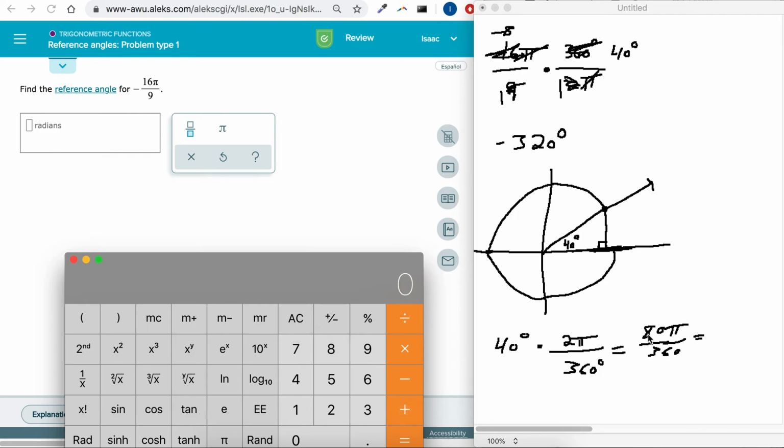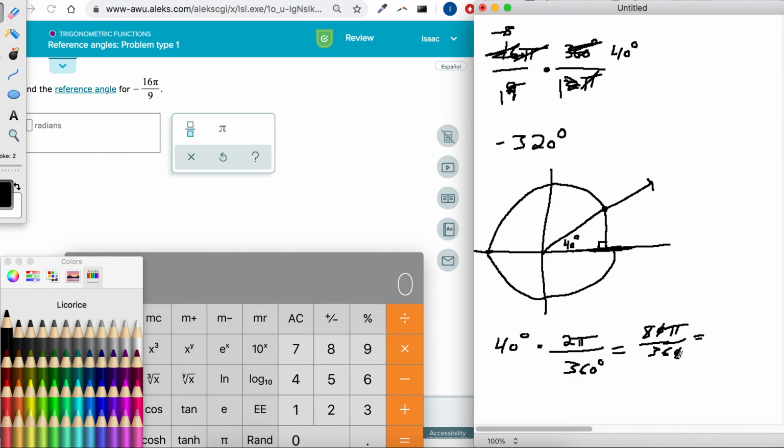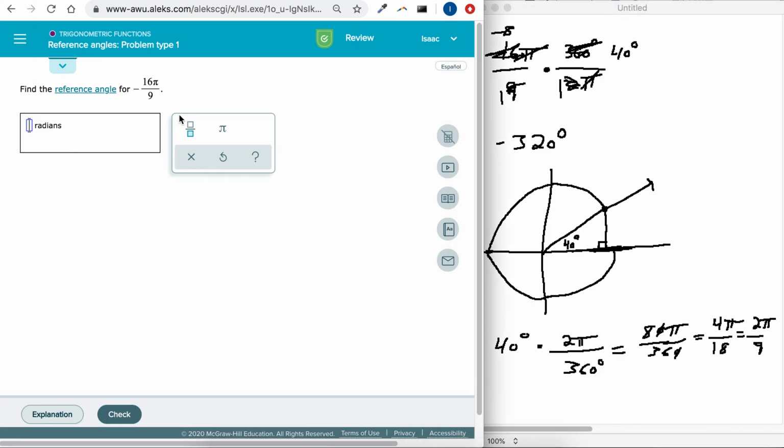One thing I do, if they're both divisible by 10, right? Because I got a trailing 0 here. So divide them both by 10. Now I see they're both even. Let's divide them both by 2. That's 4 pi over 18. And look, they're both even again. Let's divide the top and the bottom by 2 again. That's 2 pi over 9. Okay, if I did everything right.